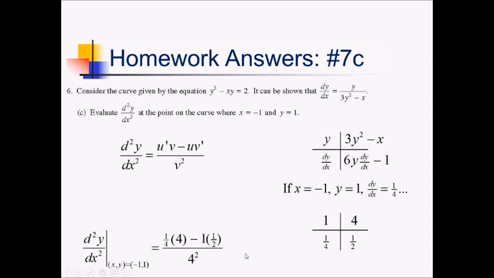But if you really wanted to simplify it, this is going to be, let's see, 1/4 of 4 is just 1. We're doing 1 minus 1/2 basically, so 1/2 in the numerator. We have 16 in the denominator. Multiply by the reciprocal of 1 over 16. That's going to be 1 over 32 for our final answer.